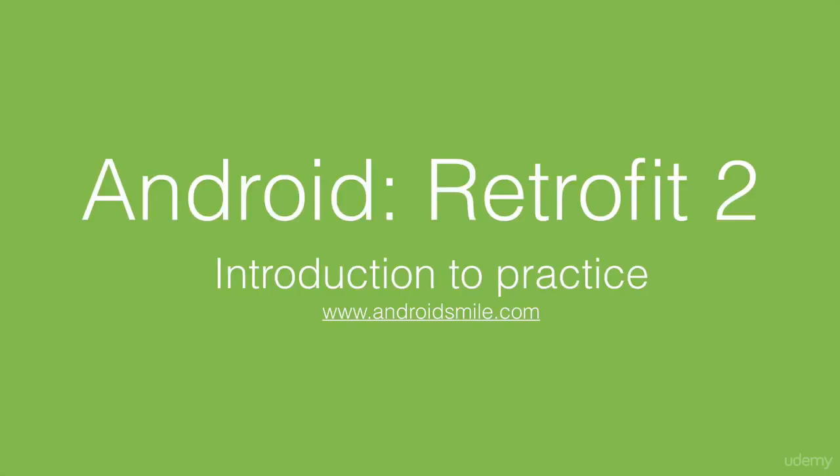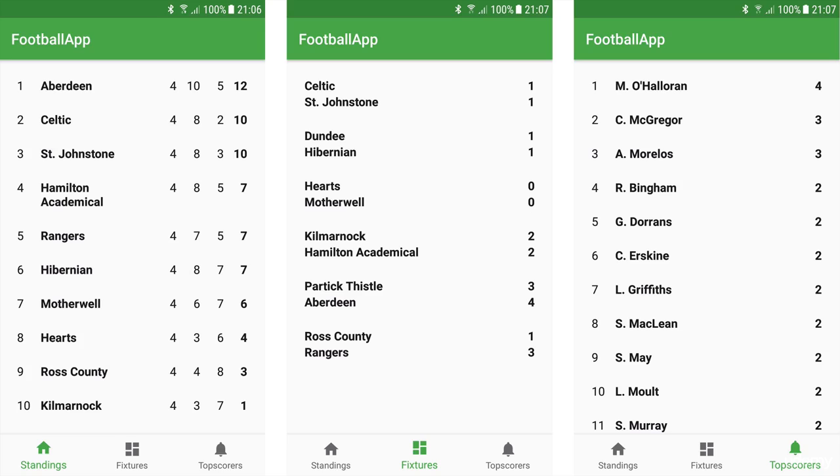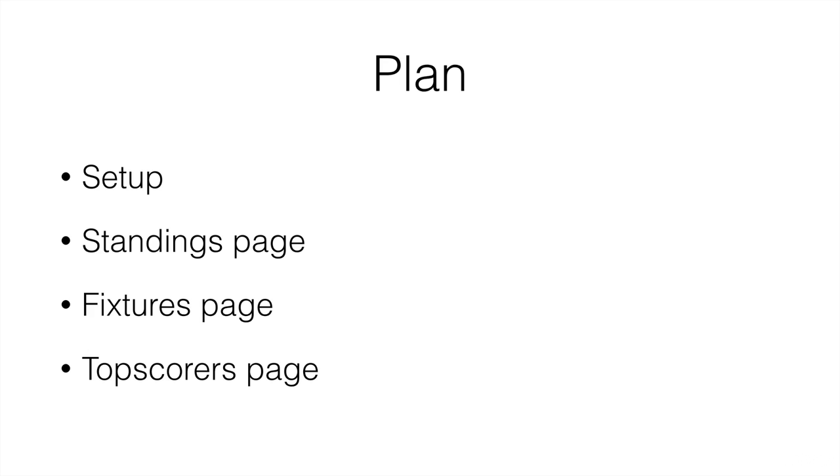This is the introduction video to practice. In this section we are going to do some practice, so we'll create a football application which shows information about the Scottish Premiership. This application will contain 3 pages. They are standings, fixtures and top scorers. Our general plan looks like this.